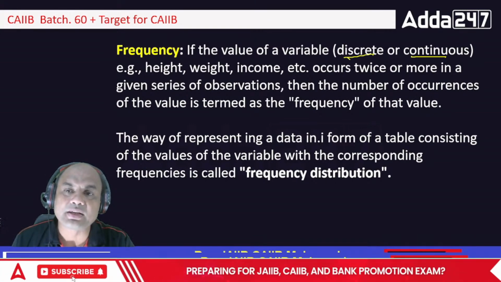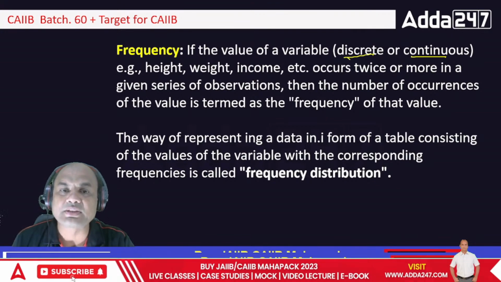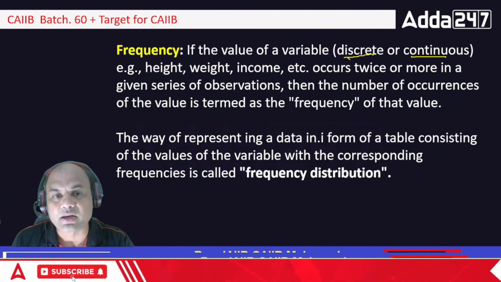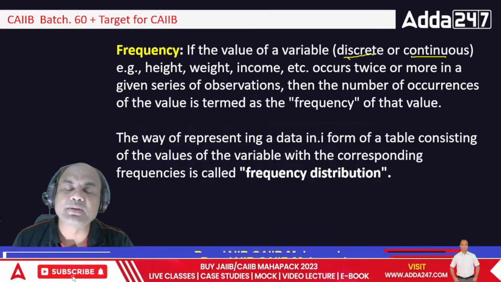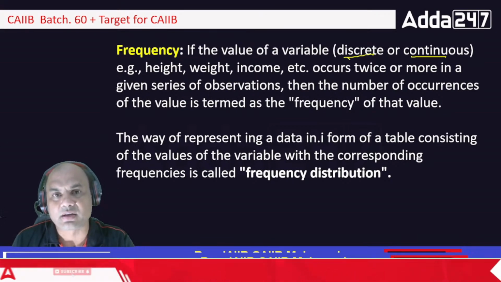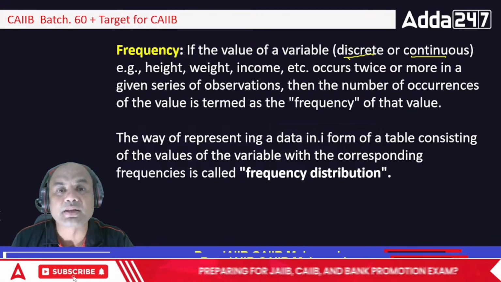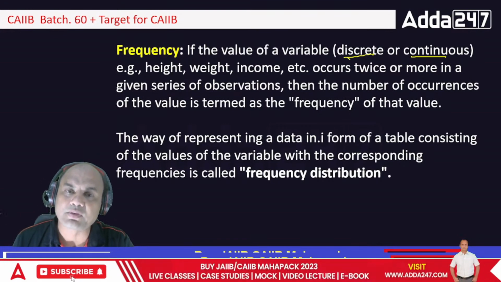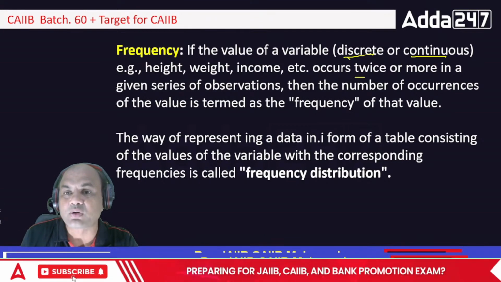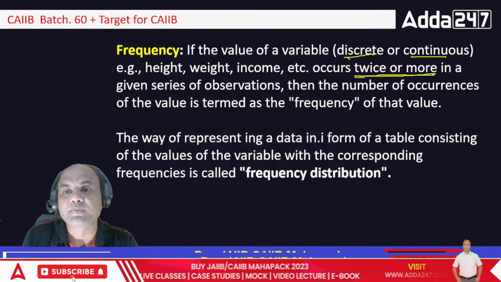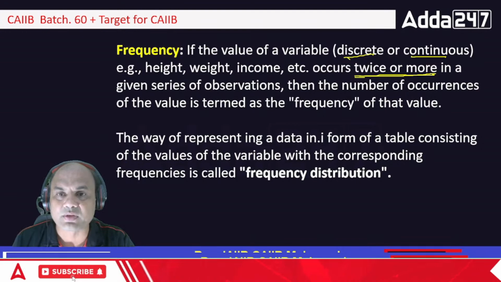So if the value of the variable, discrete or continuous, such as height, weight, income, occurs twice or more in a given series of observations, then the number of occurrences of the value is termed as the frequency of that value. Frequency means how many times that term is occurring. Suppose somebody is occurring 2 times, 3 times, 4 times, that is known as frequency. Always remember this term: only if it occurs twice or more do we call this frequency. If some element is coming only once, that is not called frequency.